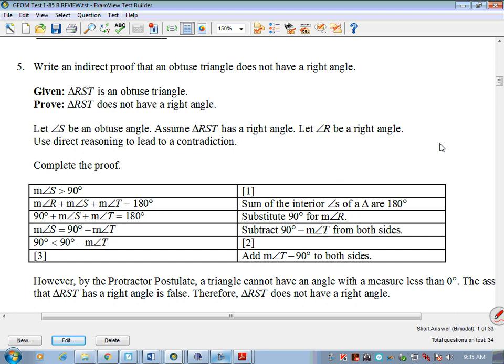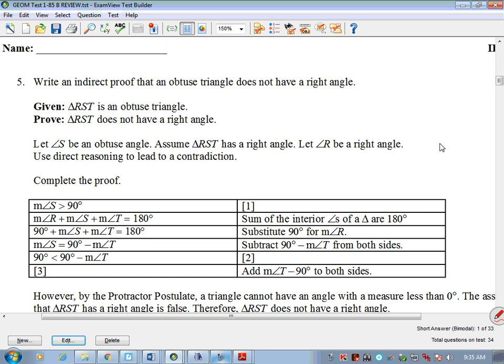Let's see here. Okay, we don't have a multiple choice option there. I'm trying to figure out what they did. It looks like they substituted in 90 degrees for measure angle S. They said that measure angle S was greater than 90 degrees. So 90 degrees would have to be less than 90 minus measure angle T. Let me go down to the bottom and see what the answer is there, and I'll see if I can do a better job of explaining it.